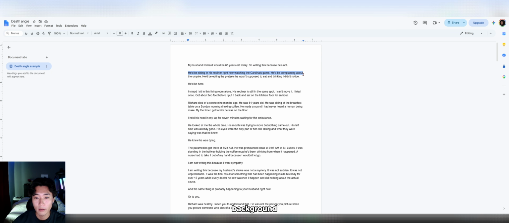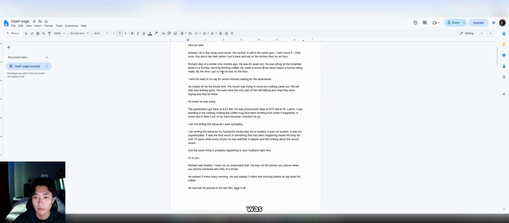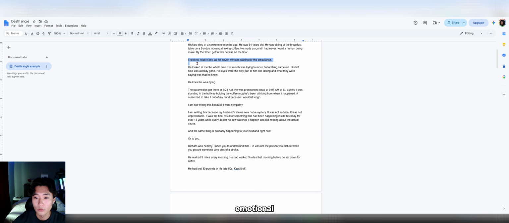And it just says some background on what Richard liked, because it's trying to be a personal story, right? All this stuff is just saying about Richard. Then it fully goes into how Richard died of a stroke 9 months ago. He was doing this, and he was on the floor. And it goes into this full emotional roller coaster of how this person was feeling that day.